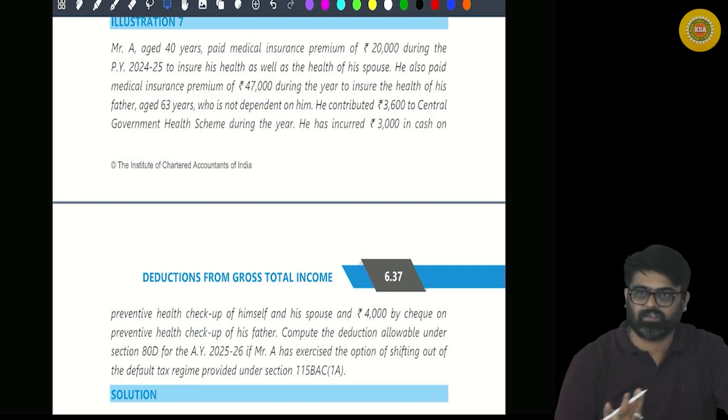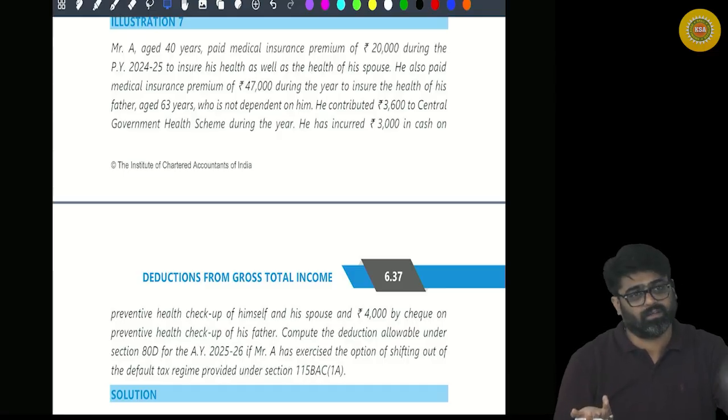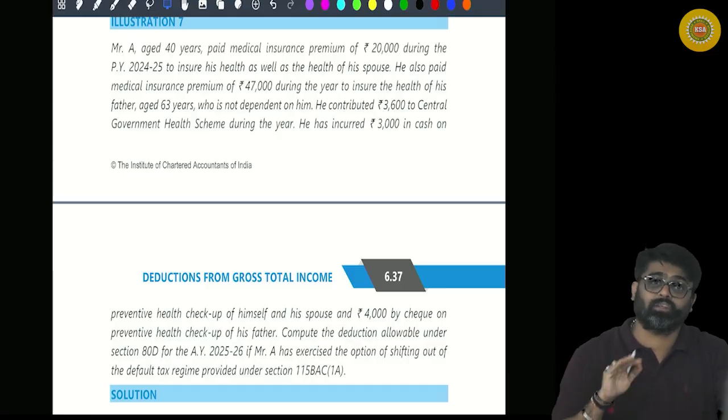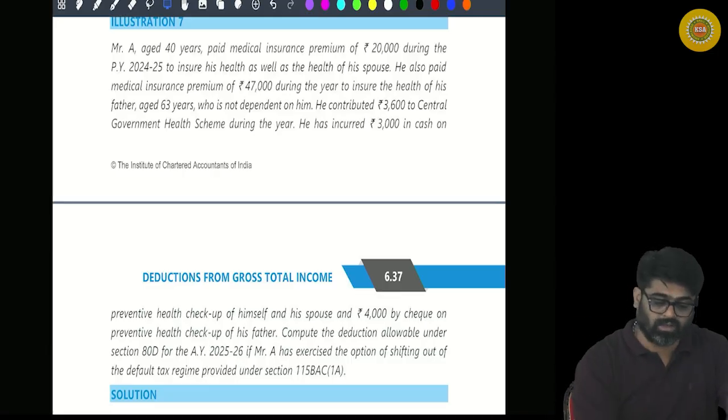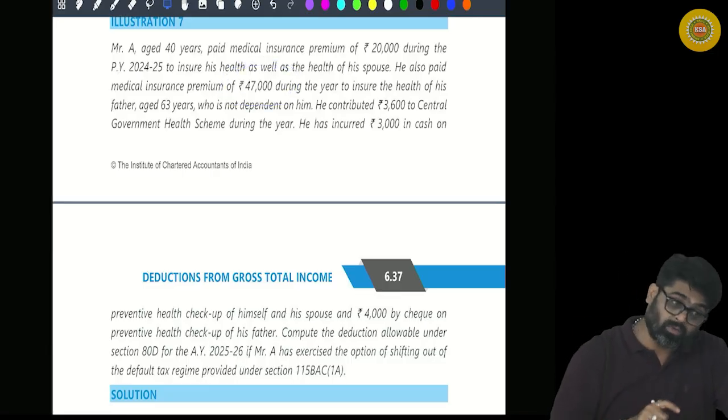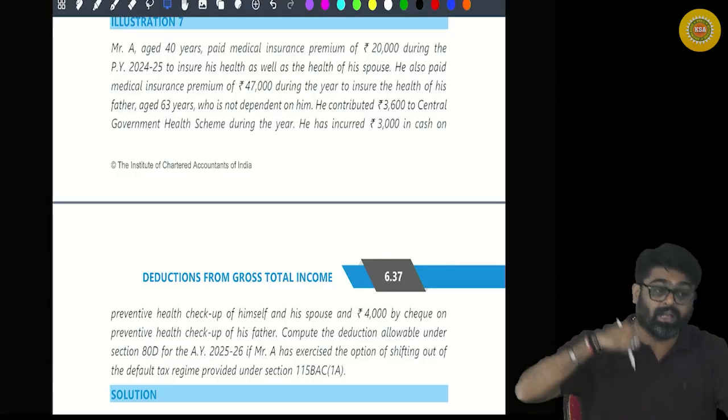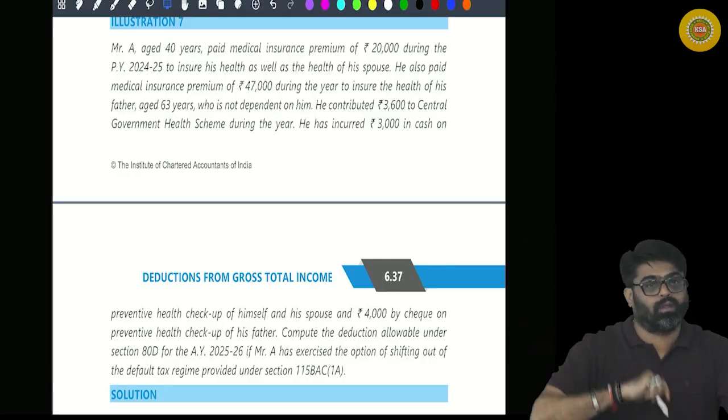Now tell me, is he a senior citizen here? Yes, because it is nowhere said that he is a non-resident, meaning your father will be resident. So a resident whose age is more than 60 is a senior citizen. Your father was a senior citizen, and you are paying his premium. This premium will also qualify, but now the limit will not be 25,000, it will be 50,000.